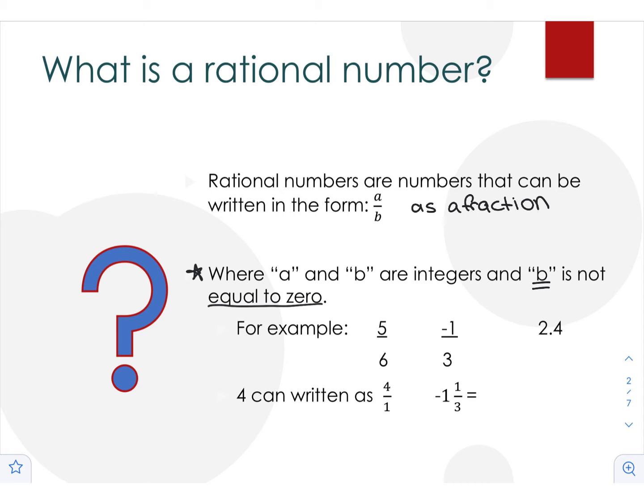So what you're seeing are some examples: 5/6, negative 1/3, 2.4. The regular number 4, our regular integer, can be written as 4 over 1. So that's why we know it's considered a rational number, because it can be written as a fraction. Negative 1 and 1/3, if I wanted to change that and make it negative 4/3 as an improper fraction, okay, it fits the format that it can be written as a over b, because I can transform mixed numbers to improper.